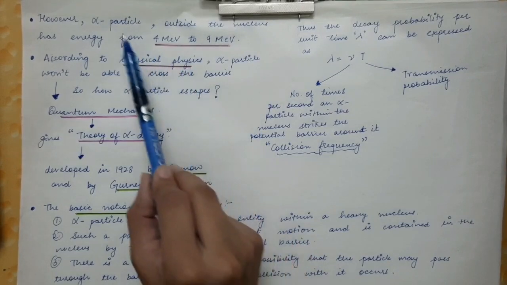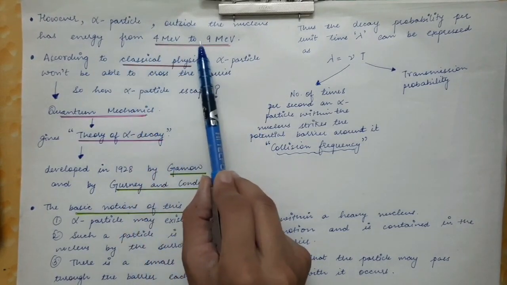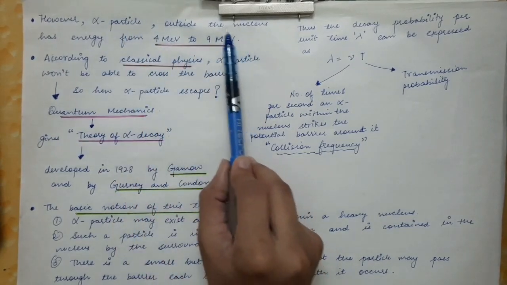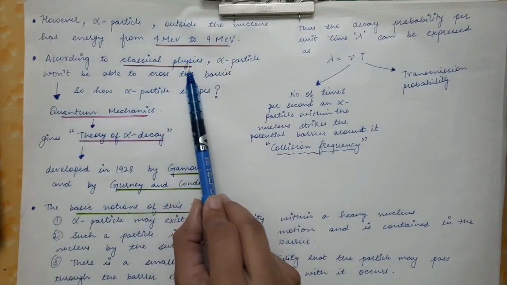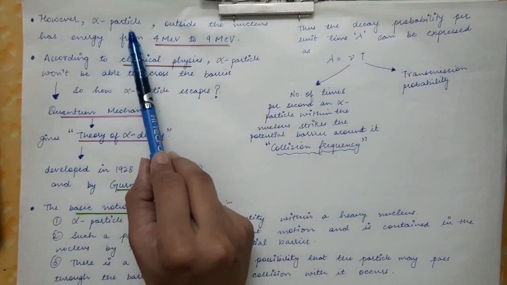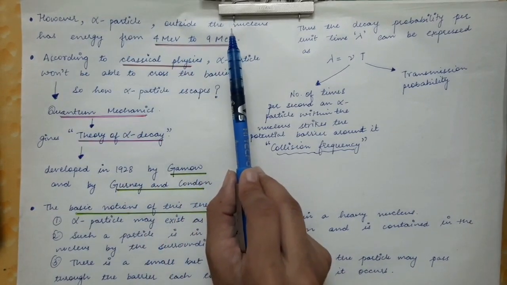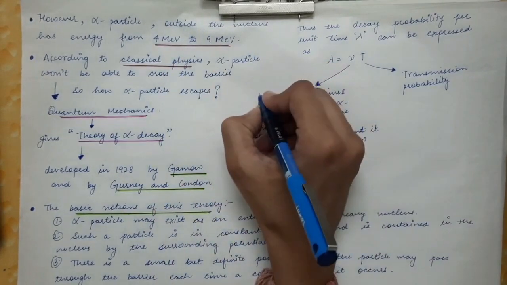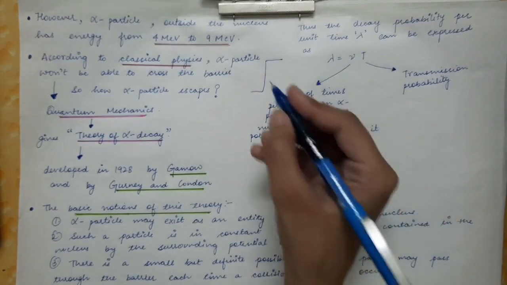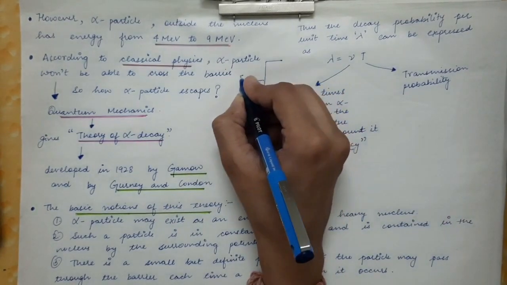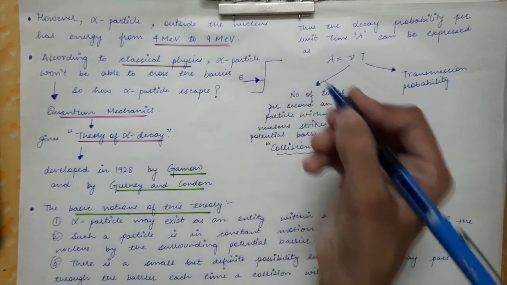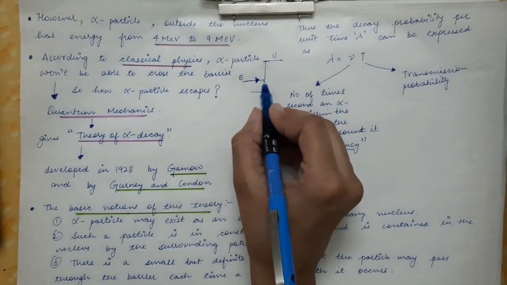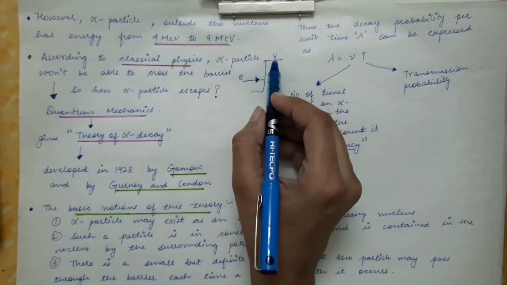But according to classical physics, the alpha particle has energy of 4 to 9 megaelectron volt. This is experimentally proven. But according to classical physics, it is impossible for any particle to escape a potential barrier whose energy is greater than the energy of the particle itself. So if there is some potential barrier, let's say this is the potential barrier U, and this is the particle which is hitting this barrier, it has energy which is less than U.